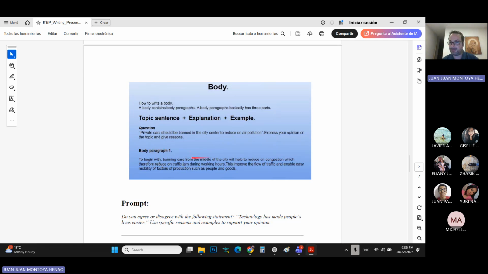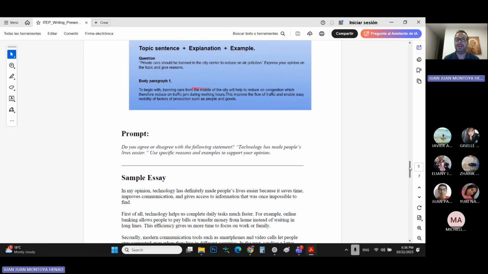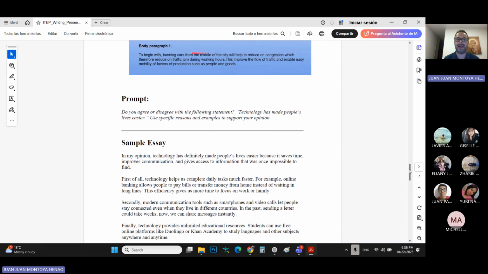Here is the way you start it, right? To begin with, I consider banning cars from the middle of the city will help to reduce congestion, which therefore reduces traffic jams during working hours. This improves the flow of traffic and enables easy mobility of factors of production such as people and goods. So that's an example, right, of how to write a body. Of course, you have to go a little bit further than that.